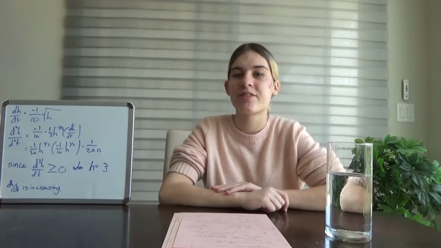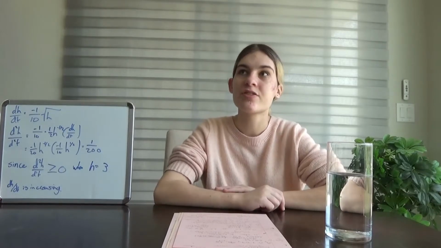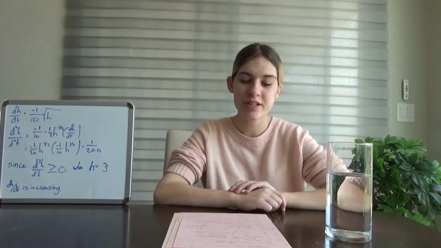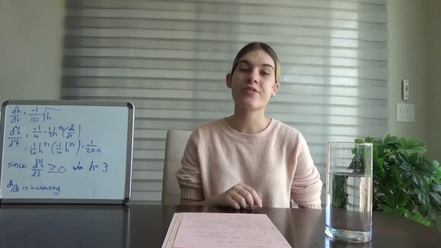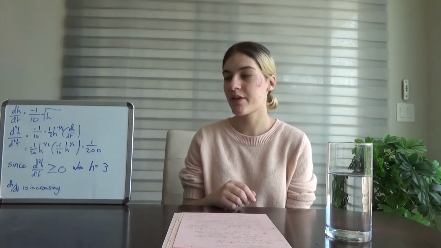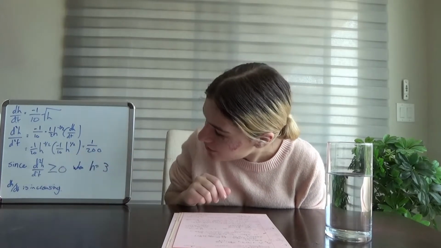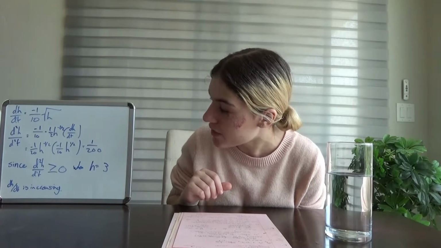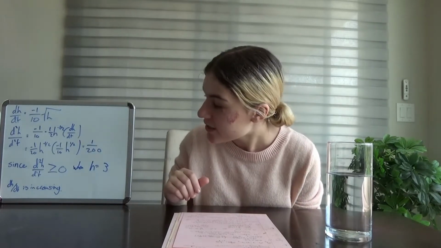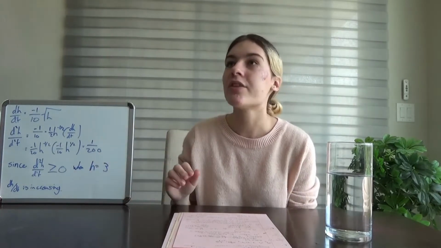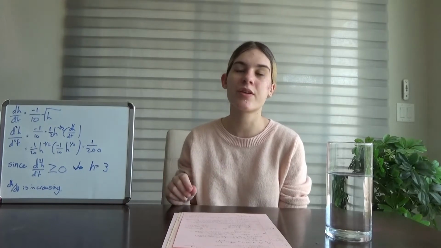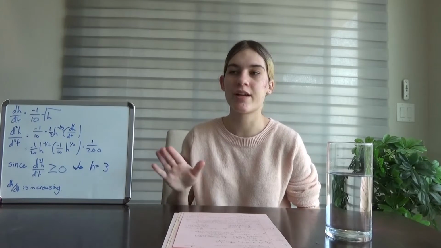Alright, next I've been asked to calculate if the rate of change of the height is increasing or decreasing at h equals 3. To do that, we need to take the second derivative of the equation dh/dt. The second derivative comes out to negative 1 over 20 h to the negative 1/2 times negative 1 over 10 times h to the 1/2. When you plug in 3 into that equation, you get 1 over 200. And because 1 over 200 is greater than 0, your rate of change of h is increasing at h equals 3.